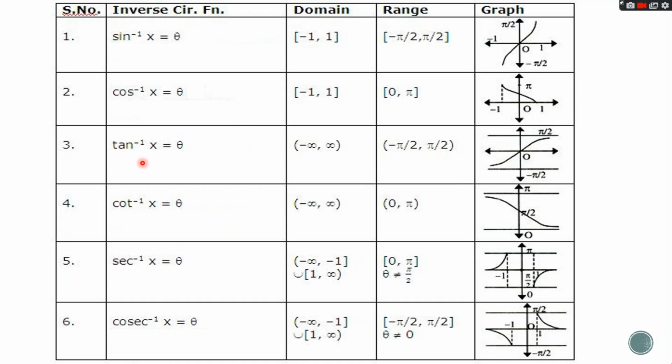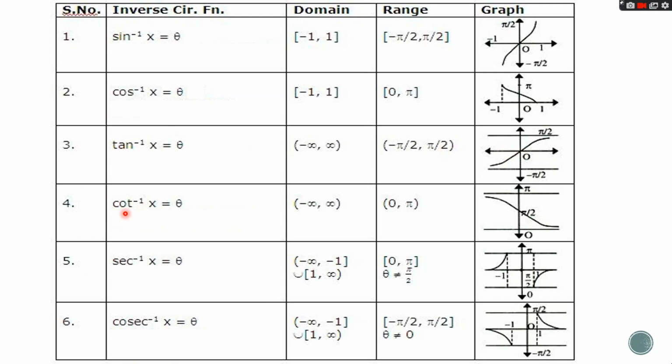Next function is tan inverse x. For tan inverse x, domain is whole set of real numbers. So we can write open interval -infinity to infinity. X can take any real value. Range is open interval minus pi by 2 to pi by 2. And this particular branch of this curve we consider, that is which passes through the origin, right?